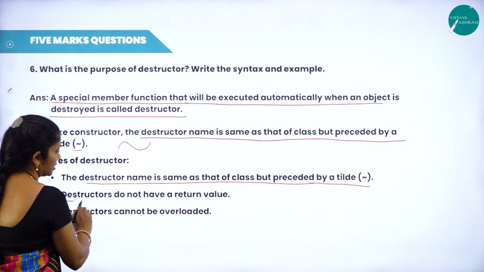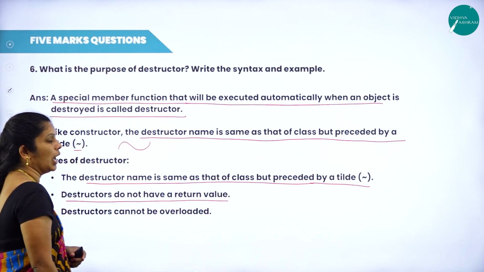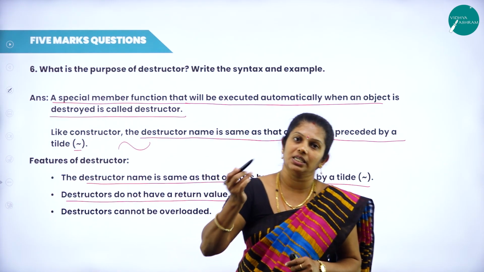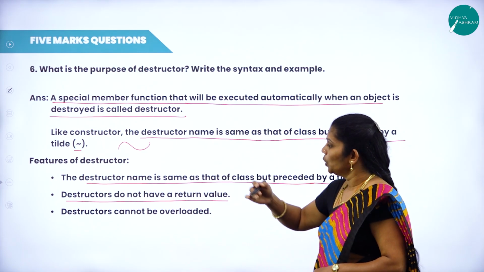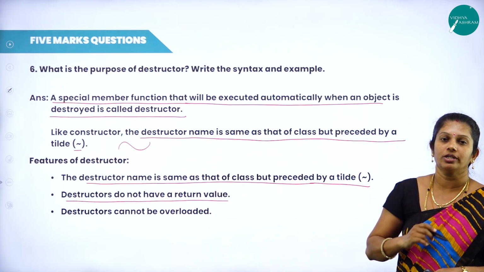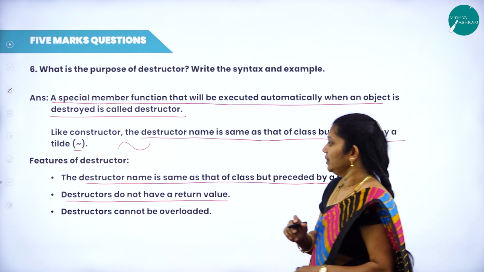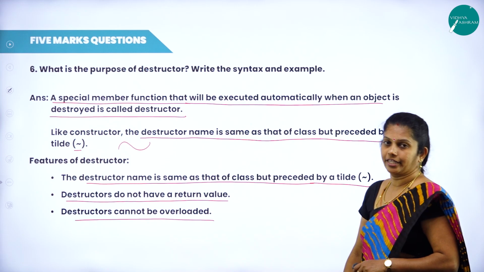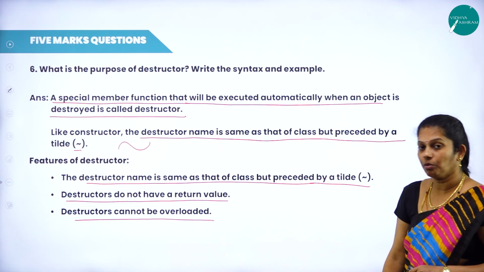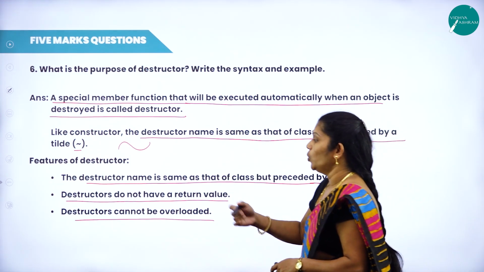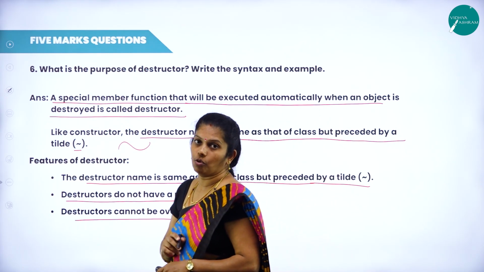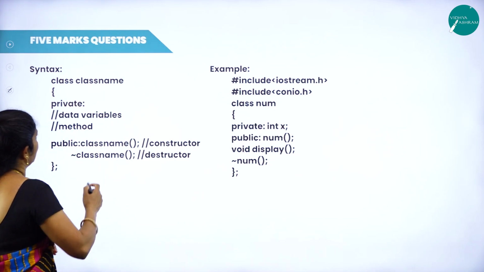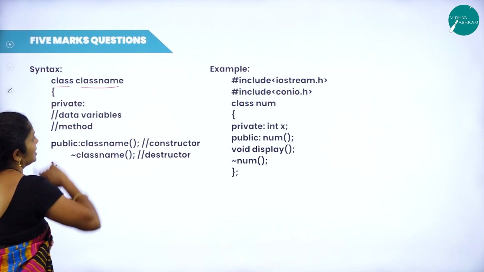Destructors do not have a return value. In a constructor also we do not have any return value, and in a destructor also we do not have any return value. Then a destructor cannot be overloaded. A parameterized constructor can be overloaded, but in a destructor it is not possible. It cannot be overloaded.